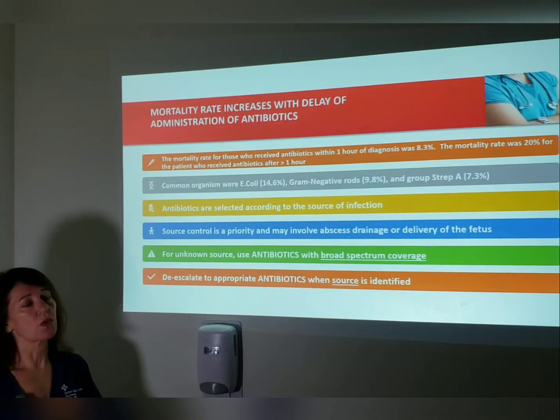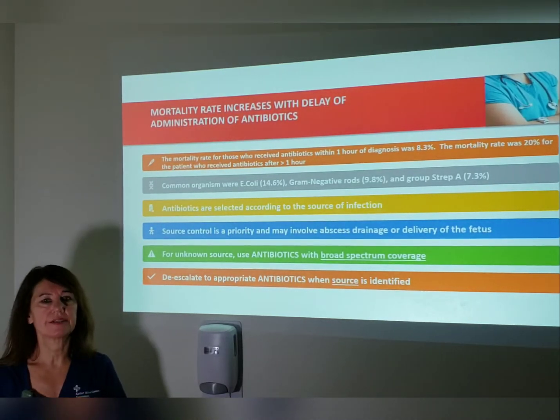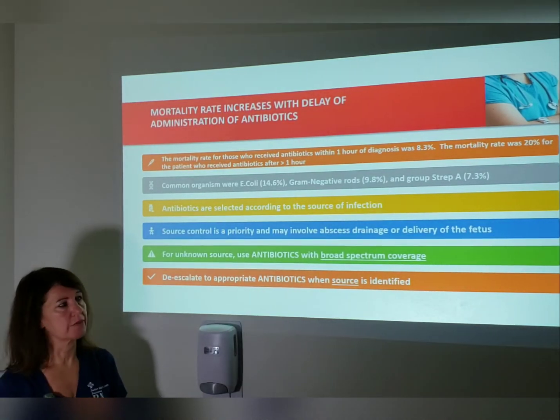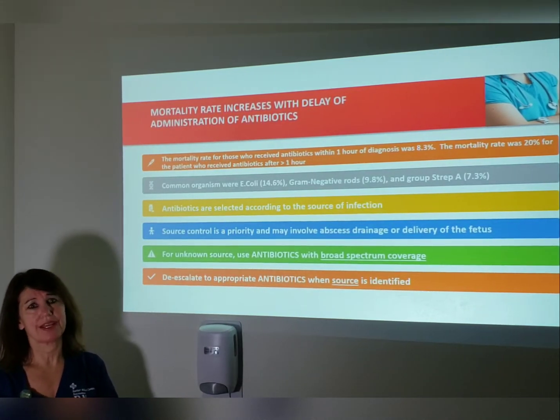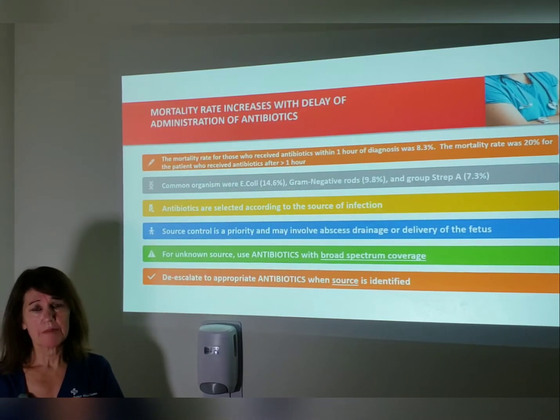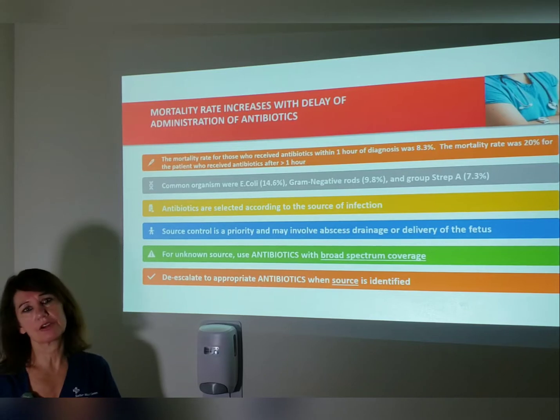Common organisms for our OB patient are E. coli, gram-negative rods, and group A strep. Group A strep is for those patients where they go into necrotizing fasciitis. The mortality rate is very high. But the important thing to know is group A strep is treatable when they're on the right antibiotic.